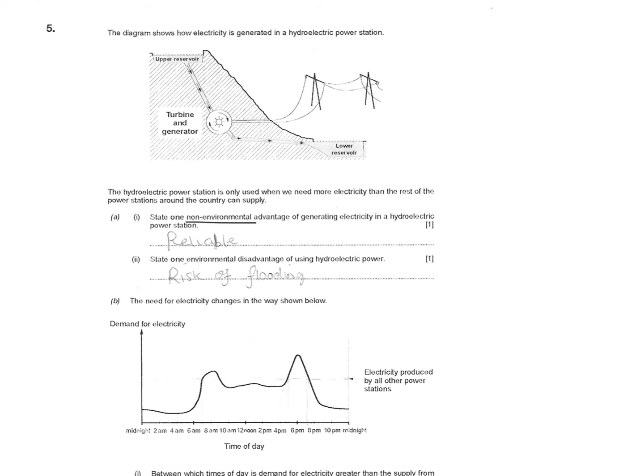State 1 non-environmental advantage of generating electricity in a hydroelectric power station. It's more reliable than using stuff like wind turbines, solar panels, stuff like that relies on the weather. A risk, flooding is the big thing. Landslides is another big thing that could happen here.